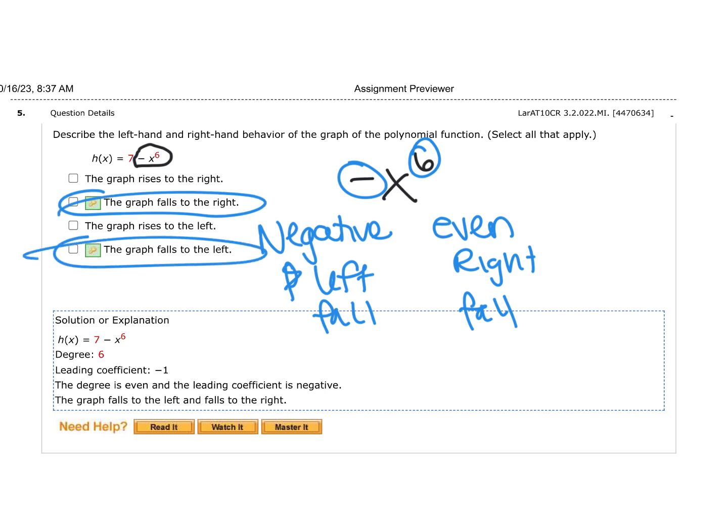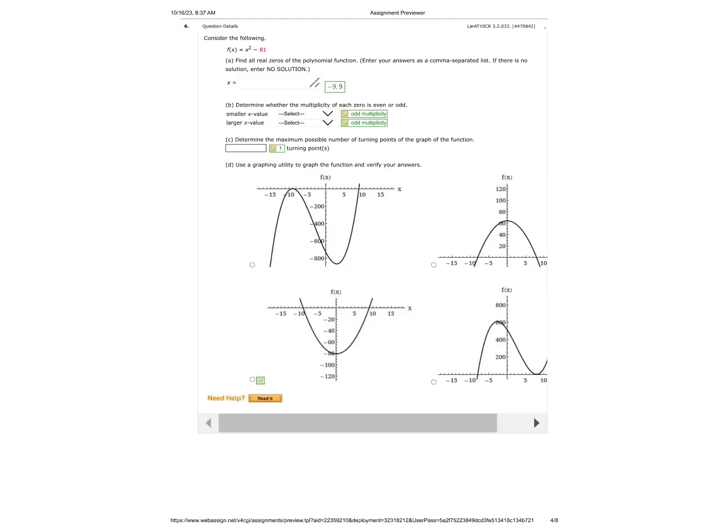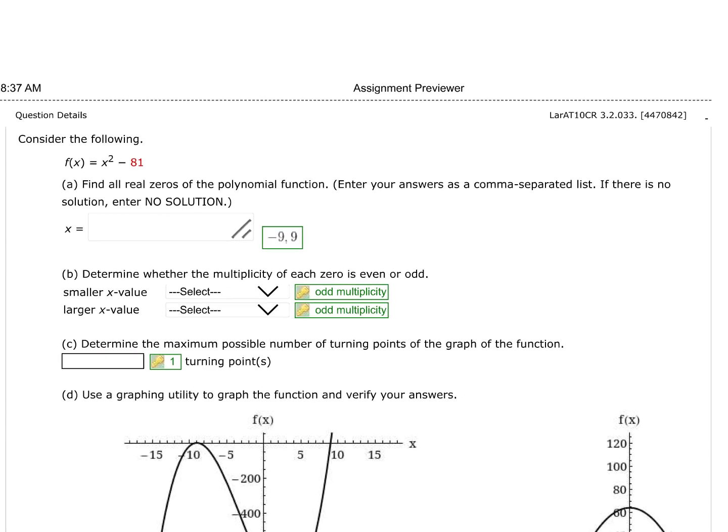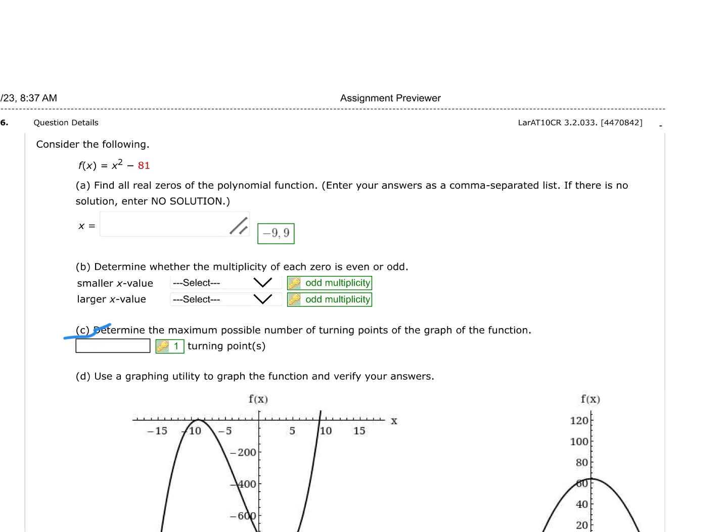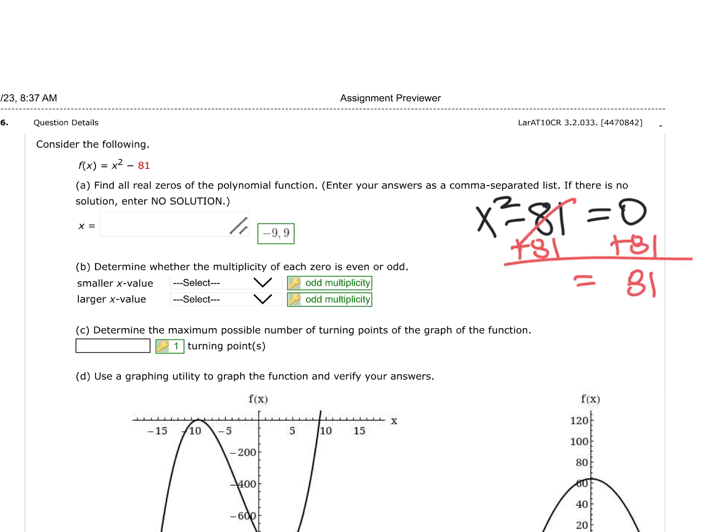Okay, let's move on to number 6. So for number 6, we have quite a bit more going on. It says consider the following, find the zeros, and then you're also going to eventually graph it, all right? So we have x squared minus 81, and we can find the zeros by setting it equal to 0. We could just add 81 to both sides, or we could do difference of squares factoring. That would be your choice. And then I'm going to take the square root of both sides. Don't forget the positive or negative. And so I end up with positive 9 and negative 9.